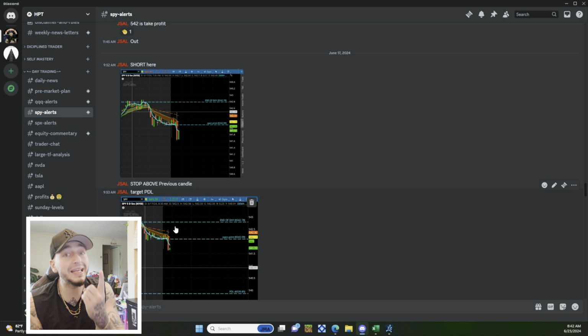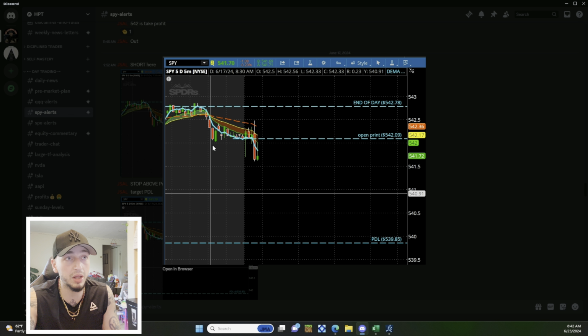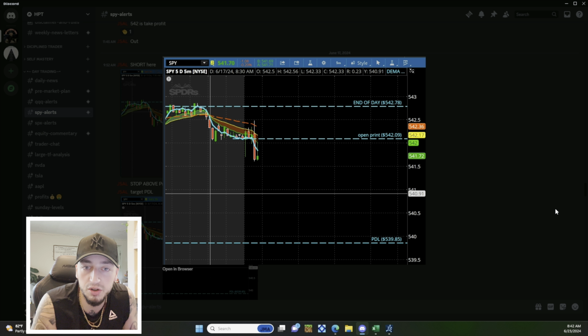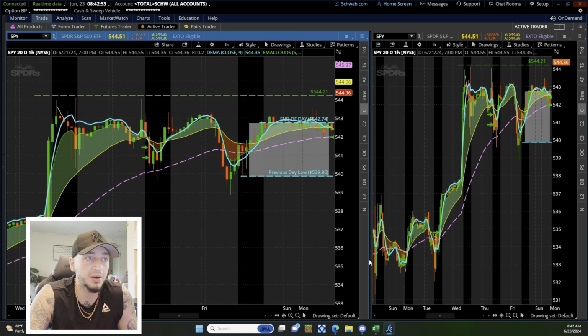I'm risking one candle here for a potential move all the way down to previous day low, which is down here at 539.85. So I'm literally risking about 35, 40 cents for about a $2 move, okay? That meets my criteria. I'm trading off the critical level. I'm trying to capture the market imbalance. Check. Now, unfortunately, that trade didn't work for me.